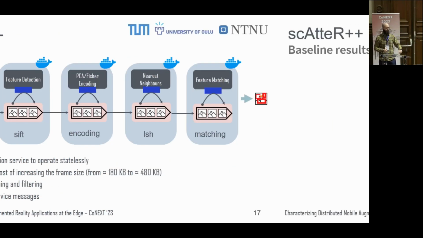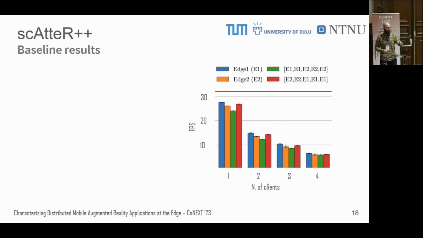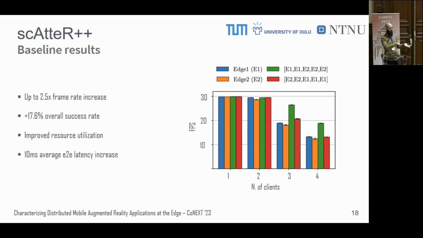So with these modifications, we replicate the experiments from before. So this is where the results were before. And we go from the previous result to this, meaning that simply by changing the way the application is composed and the way the microservices interact with each other, we are able to achieve a 2.5 times higher frame rate and plus 17% of success rate. All of this comes with the cost of an additional 10 milliseconds of latency. This is mostly caused by the network pressure, so the fact that we are transferring bigger frames, and the queuing operation at each stage of the pipeline.